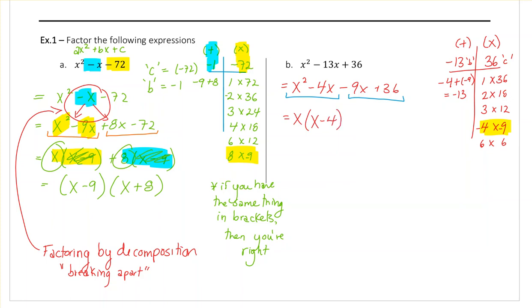What's common amongst negative 9x and 36? Well, 9. If you factor that out, you're left with x minus 4, because 36 divided by negative 9 is negative 4. Again, you notice that we have the same thing left in our brackets here, x minus 4. That means we're correct. We're going to rewrite that. And if we were to eliminate that, what would we be left with? We have x here, and we have negative 9, and therefore we have factored our next problem.